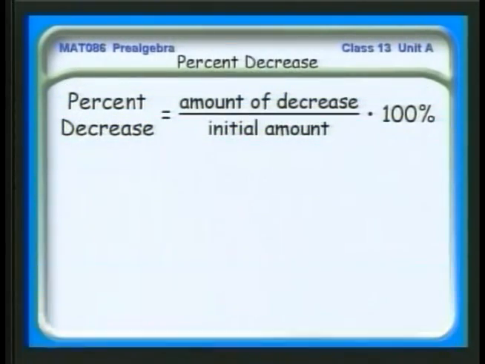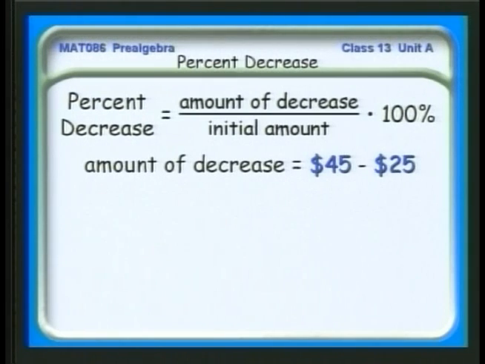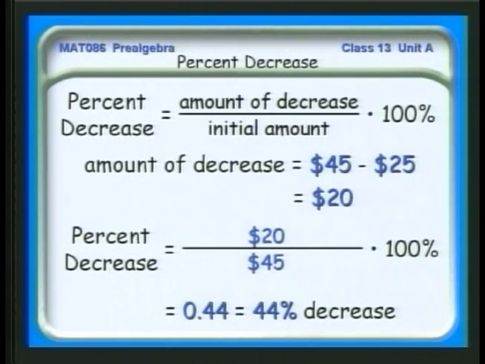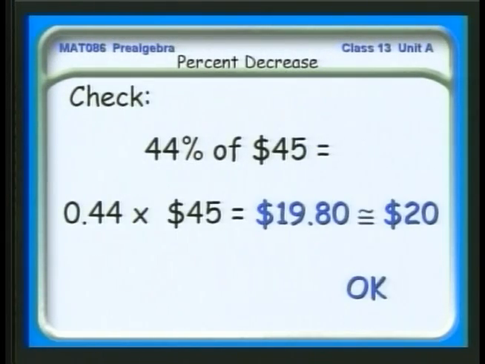What we want to do now is calculate the percent of decrease. In order to do that, we first need to find out what the amount of the decrease is. Remember, the initial amount minus the final amount is going to be the amount of the decrease. The initial price minus the sale price is how much it's decreased in price, $20. I plug $20 in there and find out that that blouse has been discounted 44%, or that I have a 44% decrease.